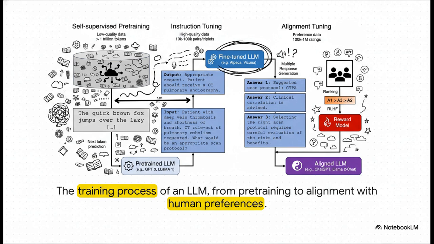Then, in the middle, you get instruction tuning. This is where you make it useful by showing it tons of high-quality question and answer pairs. And finally, on the right, is alignment tuning. This is where humans get involved, ranking the AI's responses to teach it what a good answer really looks like. That 3-step process is what turns a simple word guesser into a powerful tool like ChatGPT.